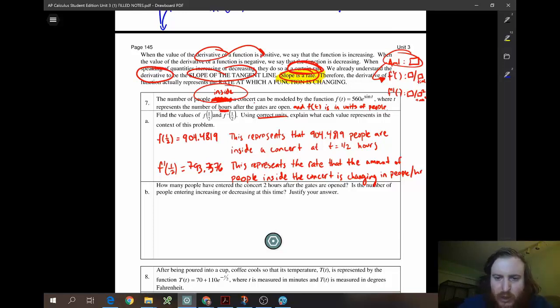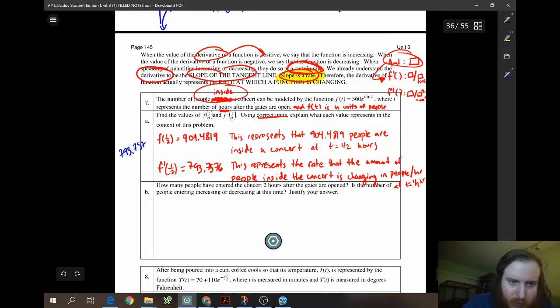So it's changing in people per hour, that's the what, and then we always need the when. At time equals 1/2 hour. Okay. Now, another way you could have written this, possibly and still get full credit, would be to say, 793.7576 people per hour are entering the concert. Why entering? Because it's positive. If it was negative, it would be leaving at time equals 1/2.